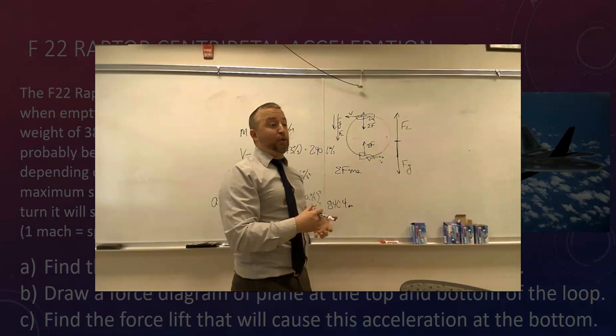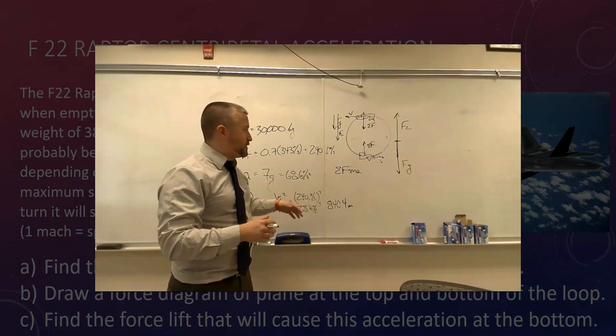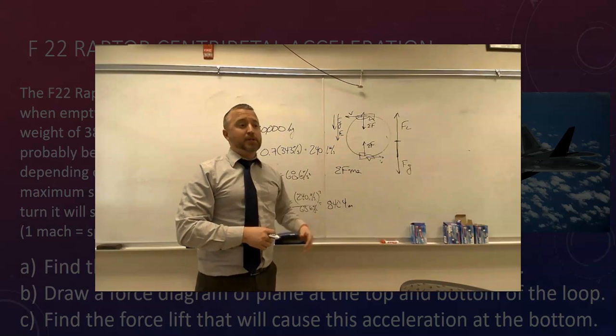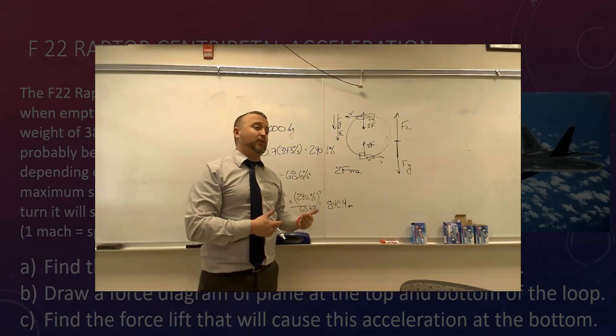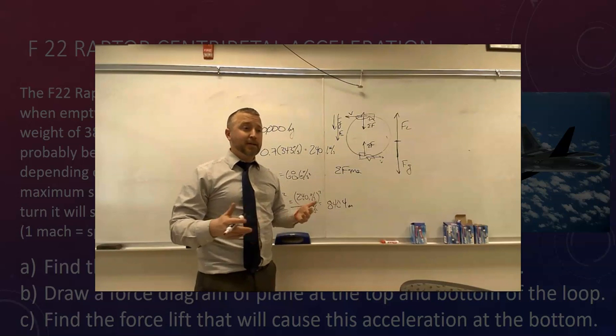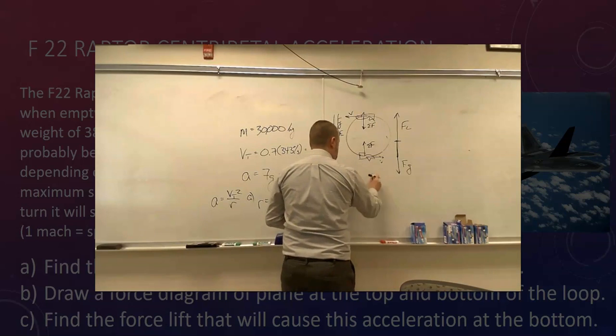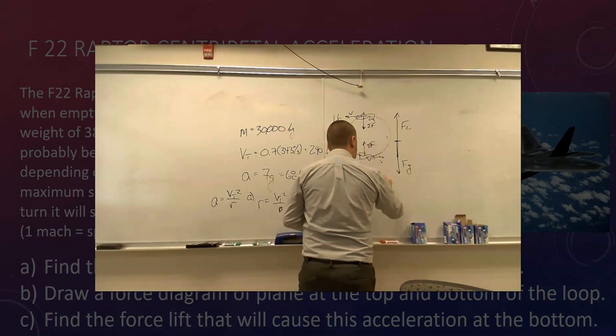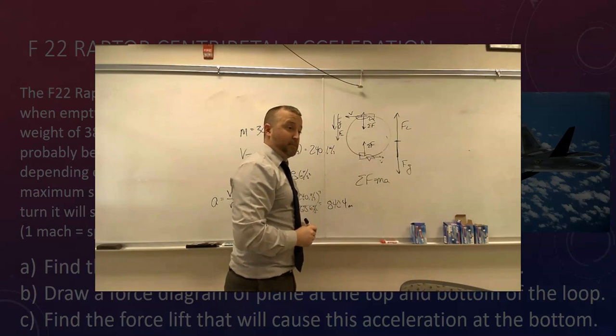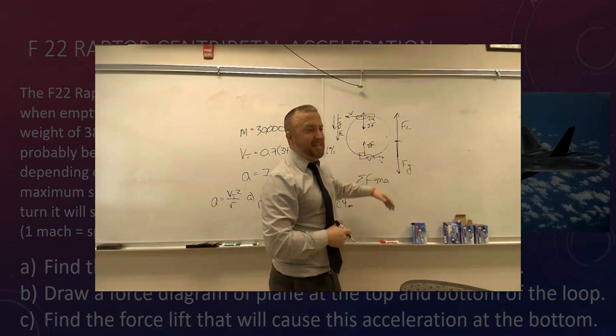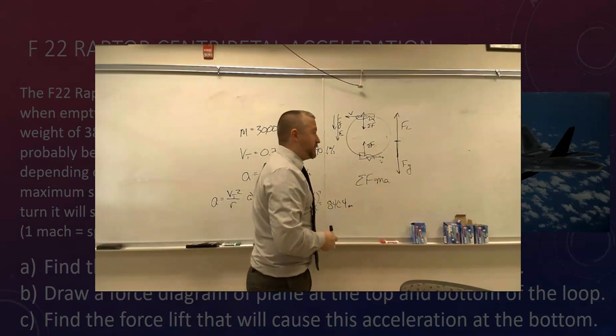Okay, final question here is part C. So this was part B, the force diagram. Part C says, find the force lift that would cause this acceleration at the bottom. This should be relatively easy because we just do Newton's second law. Sum of forces equals mass times acceleration. So I commented on the 8 times force lift, but here's how to specifically calculate it.